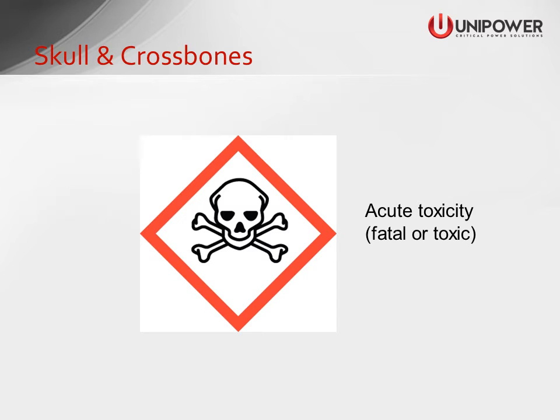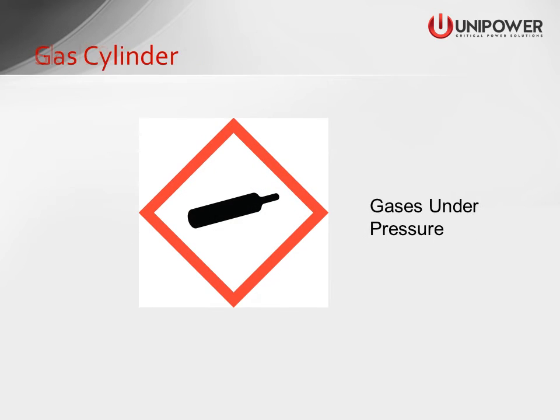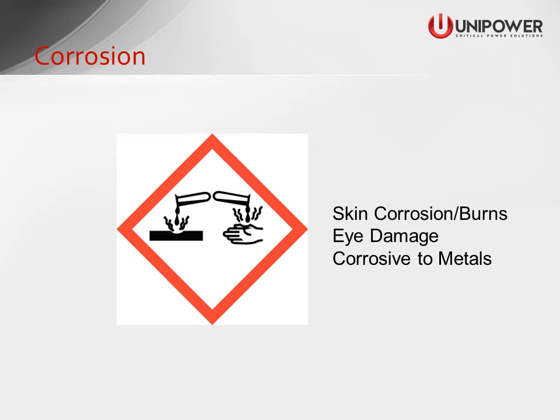The skulls and crossbones symbol indicates that the chemical has acute toxicity that can be fatal or toxic. The gas cylinder symbol indicates that the gases are under pressure in the containers that hold the chemical being used. The symbol below indicates that the chemical in use has properties that can cause skin corrosion or burns, eye damage, and are corrosive to metals.